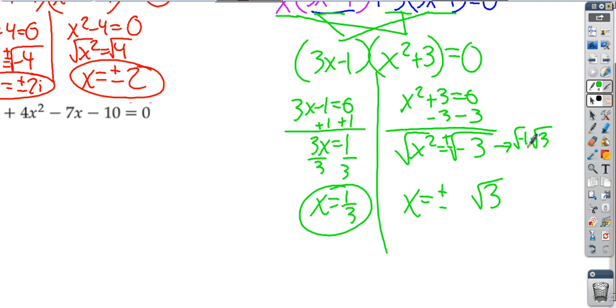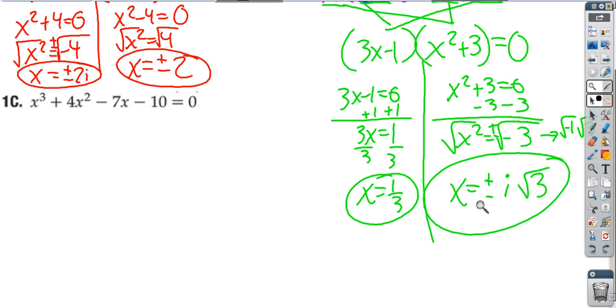And another name for root negative 1 is i. So that's what we could write, x equals plus or minus i root 3. That has 3 solutions. One is real, and those 2 imaginary solutions are obviously imaginary. And something that's interesting, what we'll talk about later, is imaginary solutions always come in pairs. So you always have either 2 imaginaries or 4 or 6. You always have an even number. They have to go together.